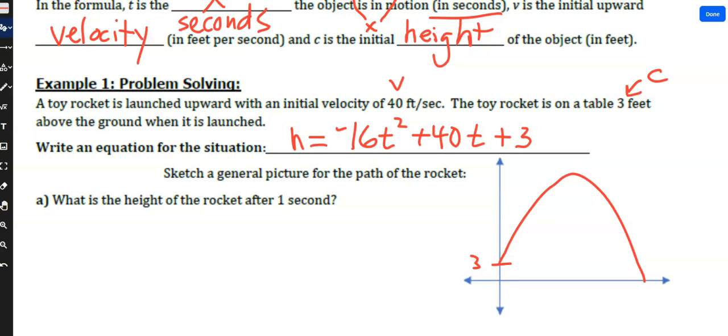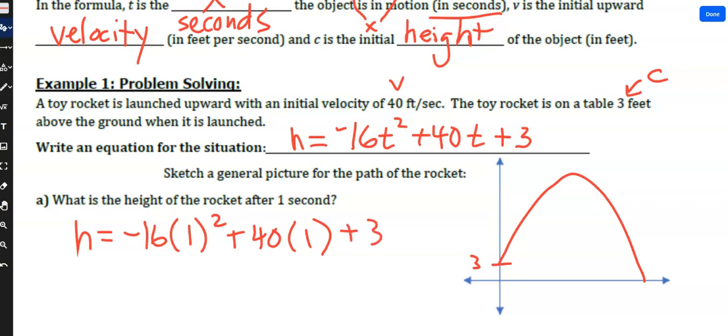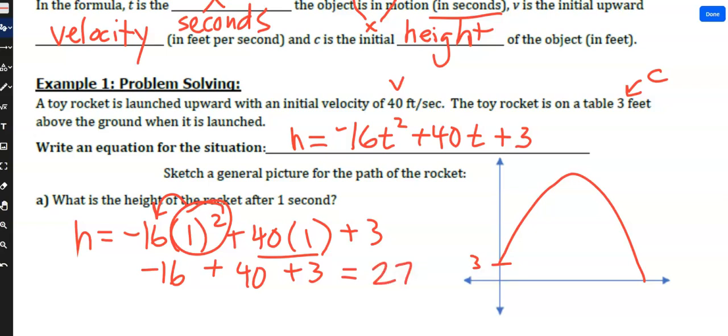What is the height of the rocket after 1 second? Okay, well, so they're asking me to plug in a 1. We can do that pretty easily. Okay, so what do we got there? 1 squared is 1. 1 times negative 16 is negative 16. Okay, please understand I'm using the order of operations. I did this part first, then I multiplied it times negative 16. And then I have 40 times 1, which is just 40, and then I have a plus 3. So we end up with, what is it, 24 plus 3 is 27 feet.